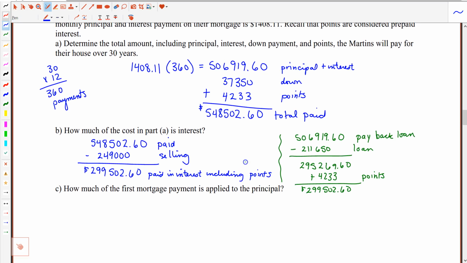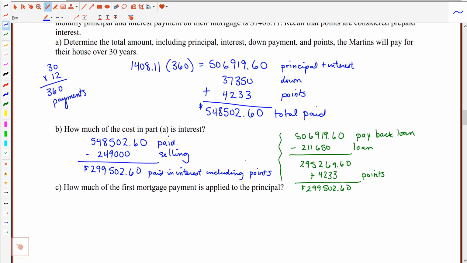Okay, so for Part C, how much of the first mortgage payment is applied to the principal? Well, the interest that's going to be charged on the first payment is equal to the principal times the rate times the time. Now, at that point in time, the principal is the loan amount, so they would still have the entire loan to pay off, so the $211,650.